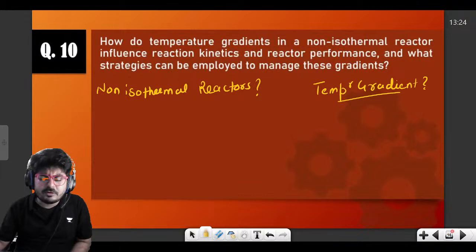Question number six. Okay, so at the end of the session, we will also talk about question number six. Here, what is the meaning of temperature gradient and what are non-isothermal reactors?